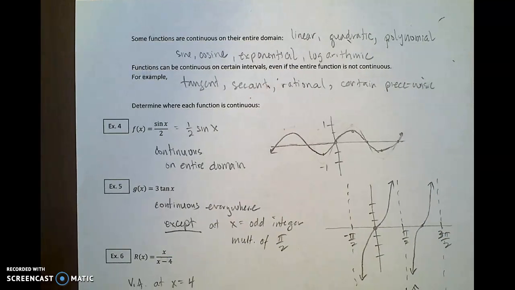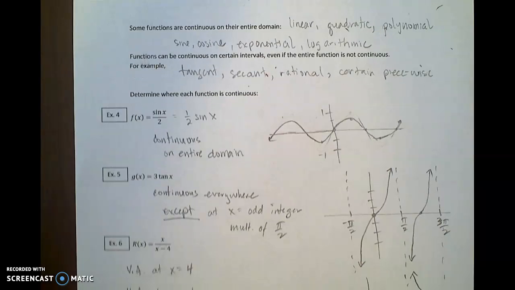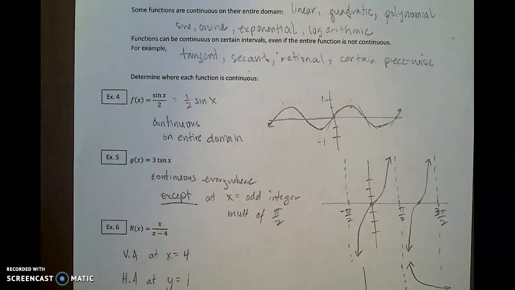Alright, so we're going to finish up this set of notes for 14.3. Again, some functions are continuous over the entire domain. Examples are linear functions, quadratic, polynomial, sine and cosine, exponential, and logarithmic. And some functions can be continuous over certain intervals, even though the entire function is not continuous. So, for example, tangent, secant, rational, and certain piecewise functions, as we've seen already. So here are examples of some of those functions.